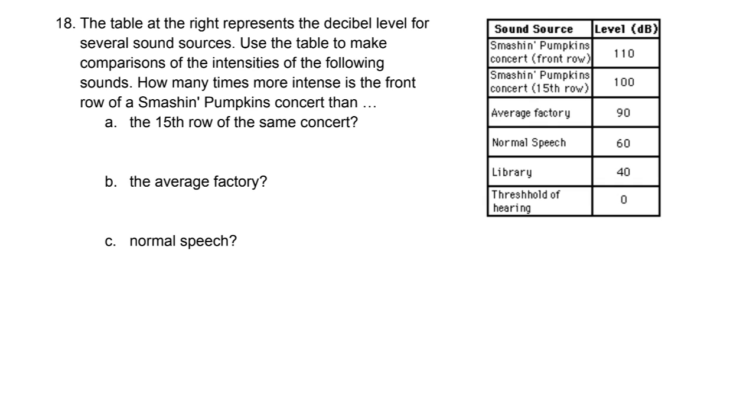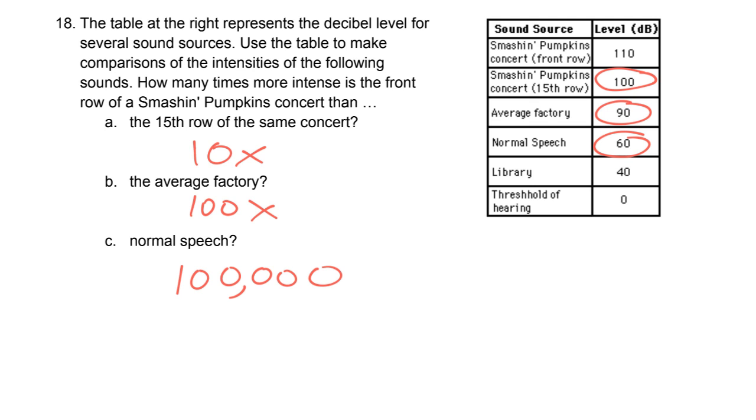All right. So using this table, how many times more intense is the front row of a Smashing Pumpkins concert than the 15th row of the same concert? So 15th row is 100, so that's a change of 10. So that's just 10 times. Average factory, well, that's a change of 20. We just saw that. 20 decibels is 100 times. Normal speech is 60. So 50 decibels would be 100,000 times less intense.